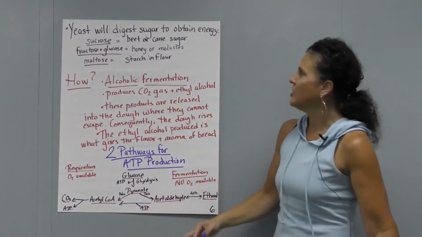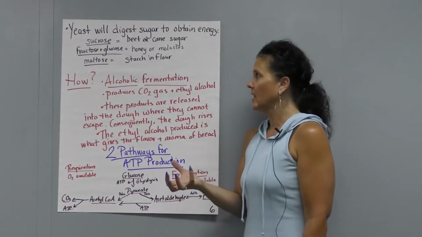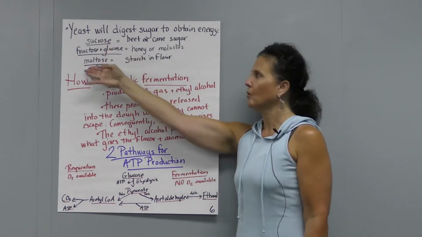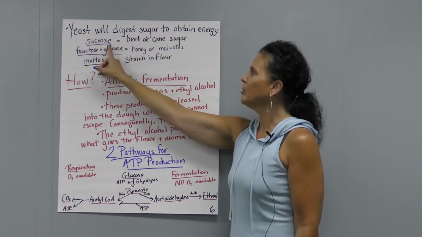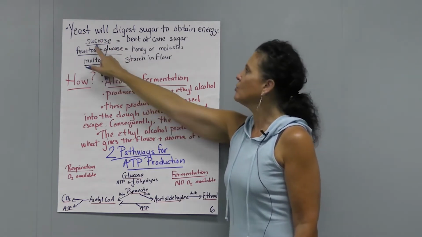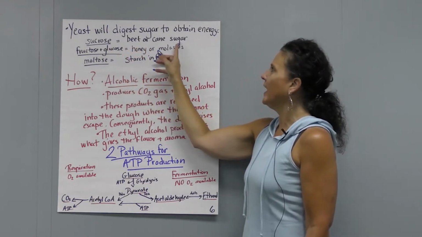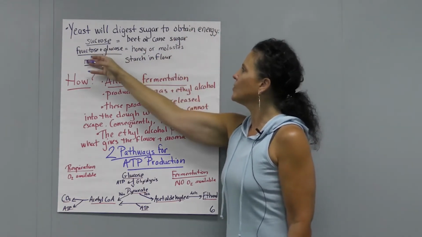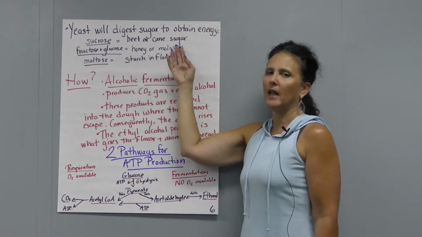But the yeast will digest sugar to obtain energy. So we have different forms of sugar that this yeast will digest. I've told you before, anytime you see OSE on a word, it means sugar. So sucrose, that's beet or cane sugar, right? And fructose and glucose, things like honey or molasses.